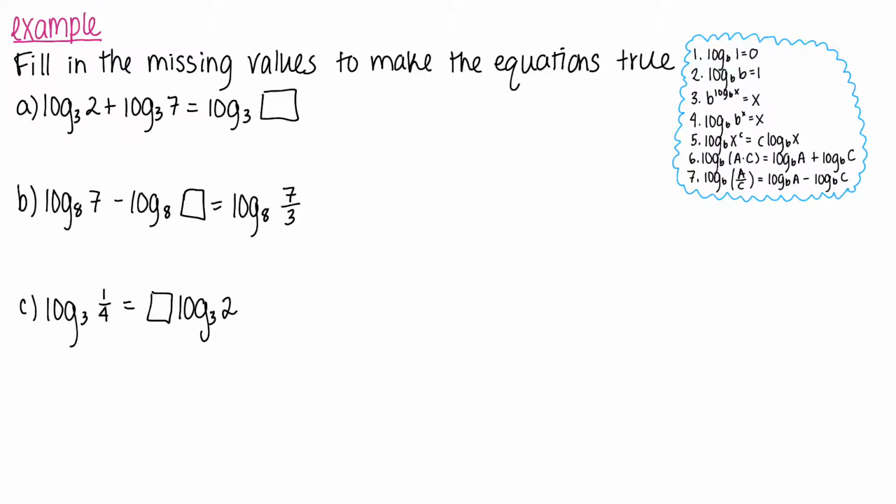So you're going to see a problem like this one on Alex. It's going to ask you to fill in the missing values to make the equations true. And you're really just using these properties over here and putting in whatever makes sense. So, let's see. It looks like we have addition between two logarithms that have the same base, and addition between two logarithms with the same base turns into multiplication on the inside. So we should be multiplying 2 times 7, and that would give you 14. Make an arrow here. This is because it's 2 times 7 on the inside there.